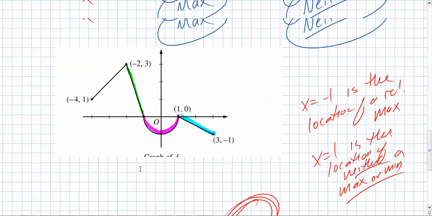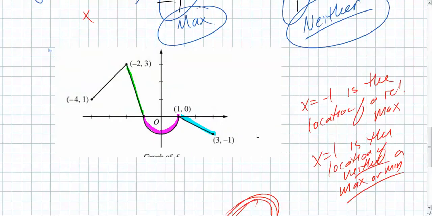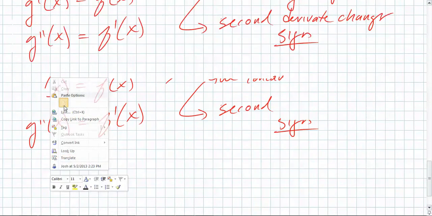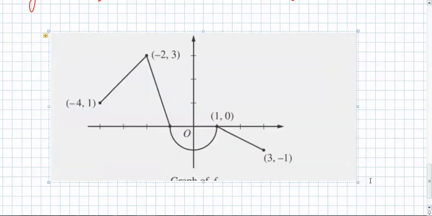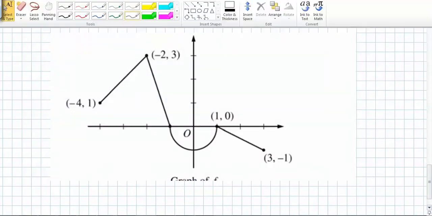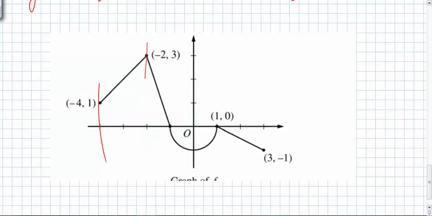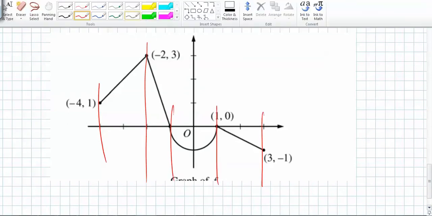Where is f prime of x changing sign? So here's our picture right here. Where is f prime of x changing sign? Because f prime is g double prime. So where is it changing sign? Well, let's break this up. I'm going to break it up here, here, here, here, and here. There's some regions for you.